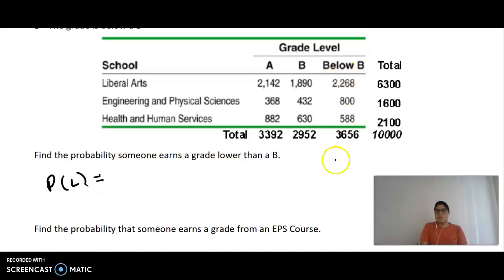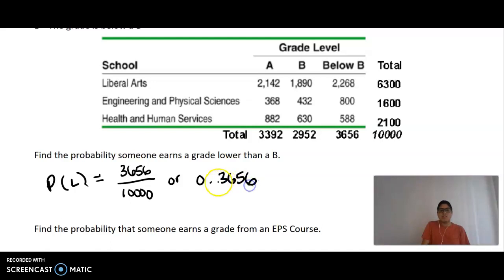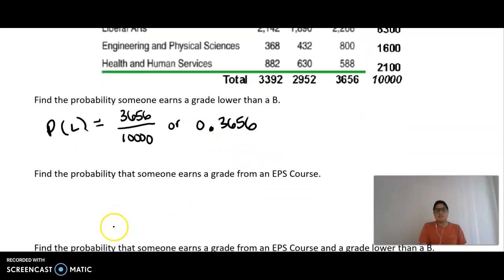Okay, so let's go to the total. Below B would be 3,656 out of 10,000. And again, I feel like I put an extra 0 there. Oh, that's 1,000. I can't do this, sorry, y'all. All right, so again, you just need a fraction at a minimum, but of course, we can also rewrite this as a decimal, but at a minimum, you do need the fraction. So our first one, the probability that you get a grade lower than a B is going to be 3,656 out of 10,000.